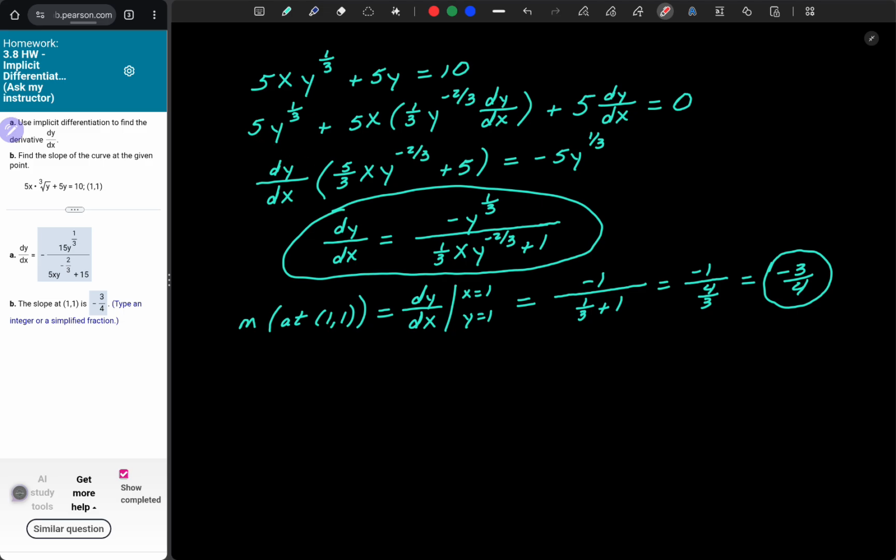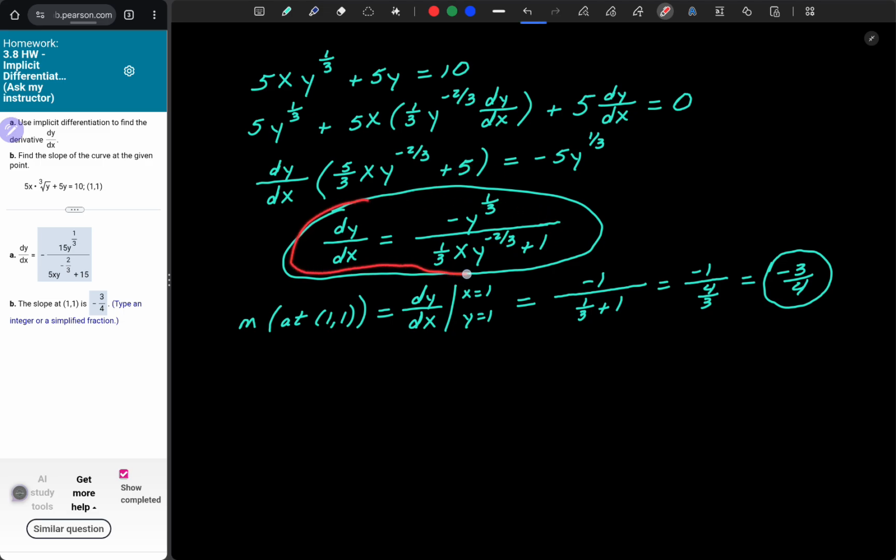Now, I went ahead and moved the 5y to the 1/3 to the right. It had to become negative when you change the sides. And then in my next step, what I recognized is that this group that I was going to be dividing by when I was solving for dy/dx had a common factor of 5 that could be pulled out of it. So I went ahead and factored out that 5, and then I divided it into the numerator's factor of 5. And so my fully factored final form of the answer was just negative y to the 1/3 divided by 1/3 x y to the negative 2/3 plus 1.